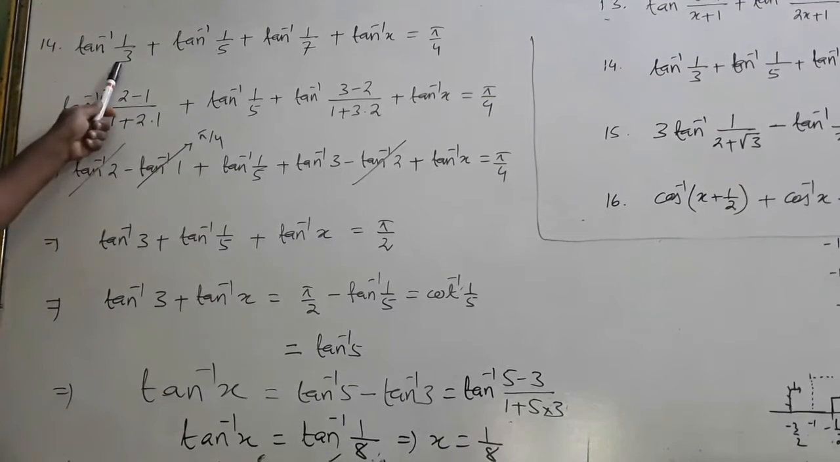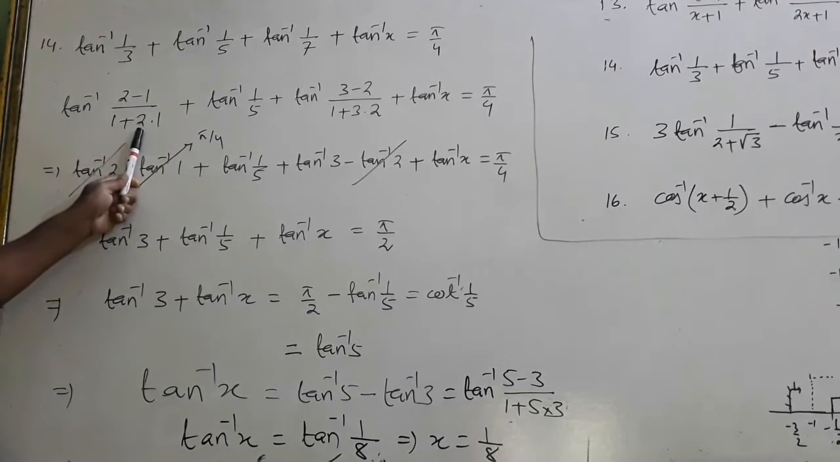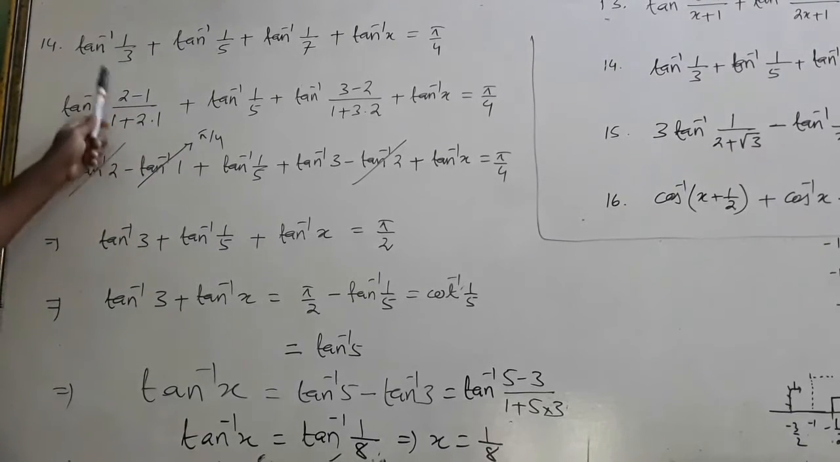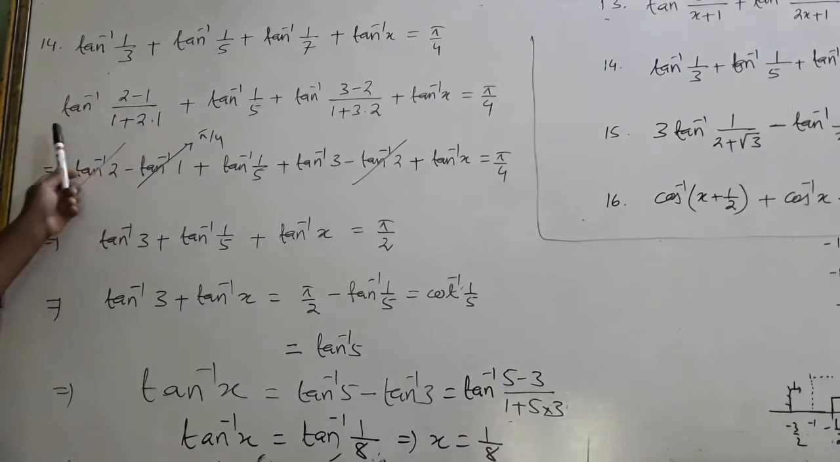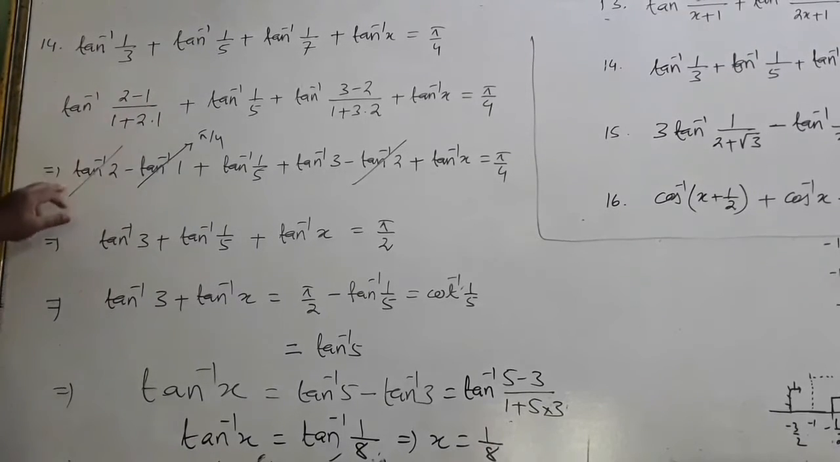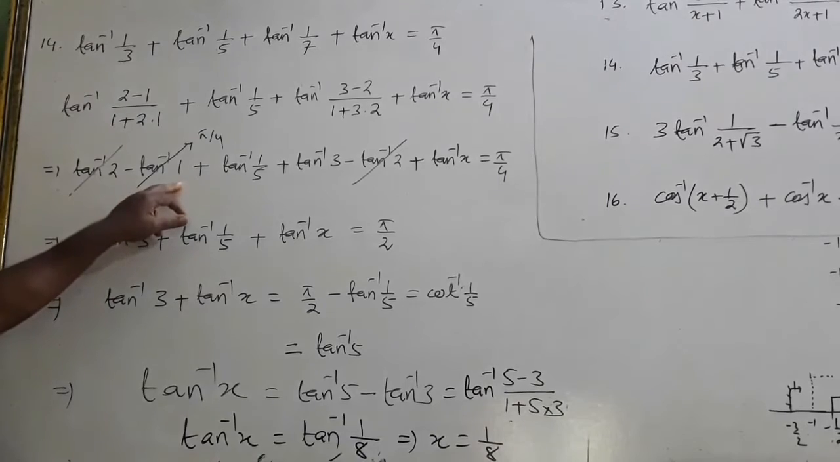3 means 1 plus 2, and 2 is 2 into 1. The numerator is 1, so I am writing 2 minus 1. And it becomes tan inverse 2 minus tan inverse 1. So tan inverse 1 by 3 becomes tan inverse 2 minus tan inverse 1.